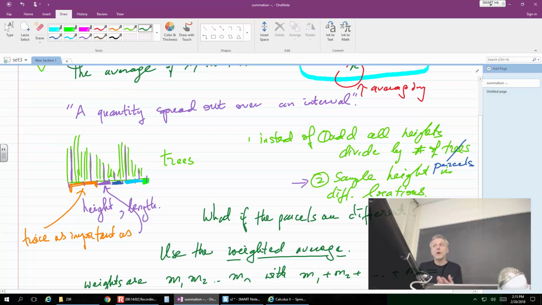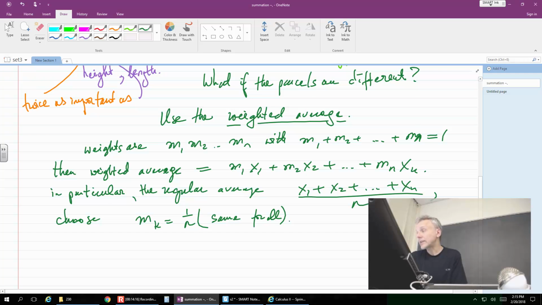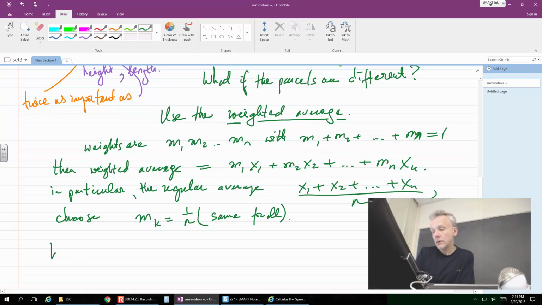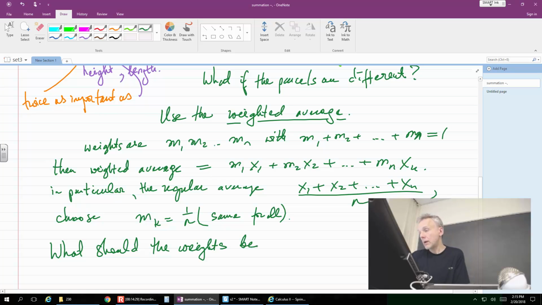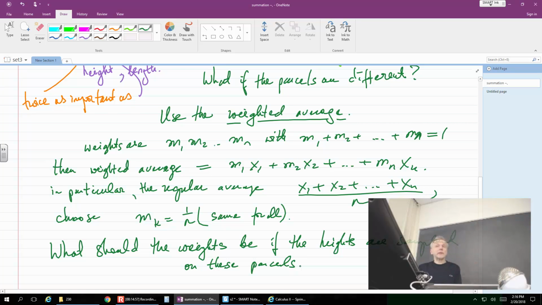So a quantity is spread out over some geographic area, such as a forest, and the heights of trees are spread out around that forest. Let's ask ourselves, what should the weights be if the heights are sampled on these parcels of possibly unequal length? So we will be talking about length. For a forest, you probably want to talk about parcels making up squares or whatever, but let's say we are facing exactly what we see here.